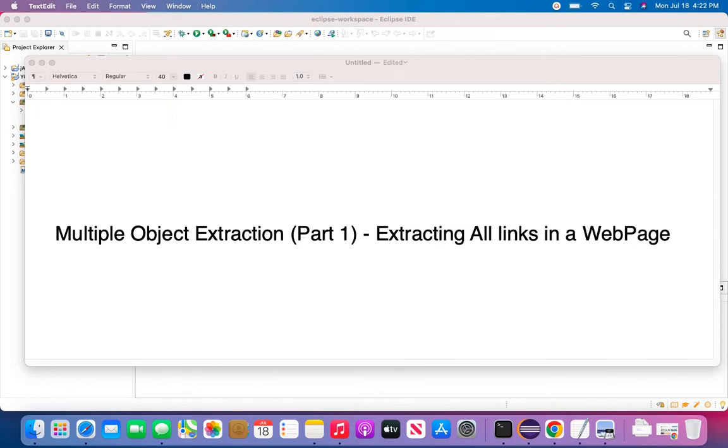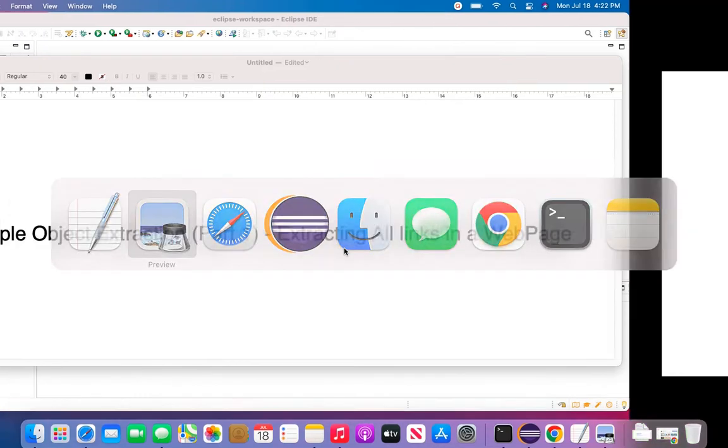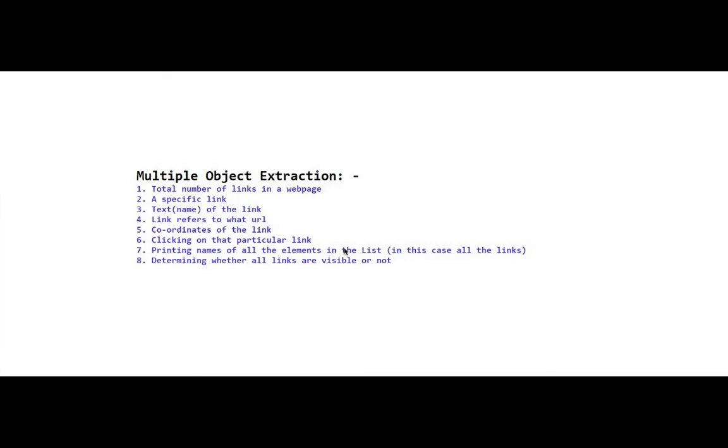I'm putting it in my English playlist for Selenium. Multiple object extraction, especially the part 1. There will be 3 videos for the same. So the first one will be extracting all links in a web page and all the workarounds around it. So these are the things that we'll cover today.